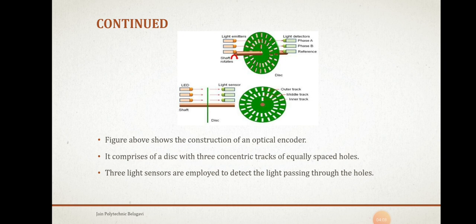The rotary encoder consists of a glass or plastic code disc with photographically deposited radial lines. The radial lines in each track interrupt the beam between the photoemitter detector pair and digital pulses are produced. Rotary type encoders are more common and are of two forms: absolute encoder and incremental encoder. As I told you, it comprises a disc with three concentric tracks of equally spaced holes. Three light sensors are employed to detect the light passing through the holes.